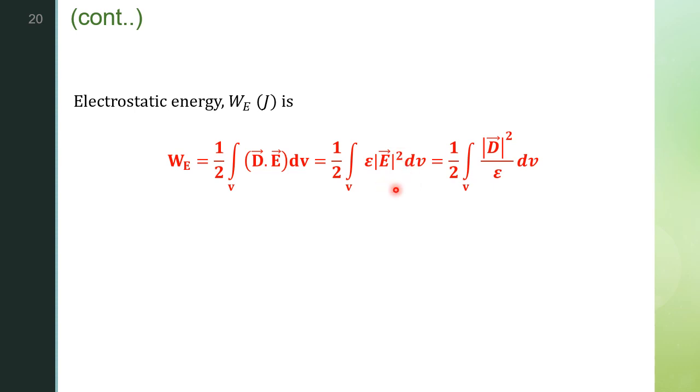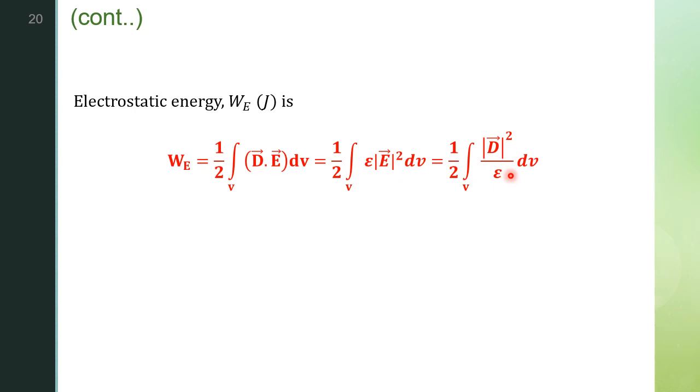Now, this magnitude of E squared can be written as magnitude of D squared by epsilon squared. So one epsilon gets cancelled, and it is D squared by epsilon into dV. So this is the electrostatic energy in joules.